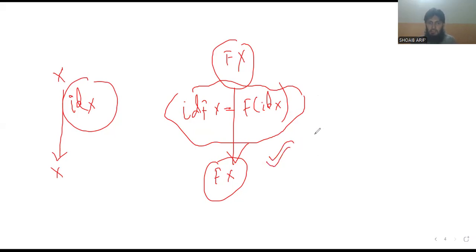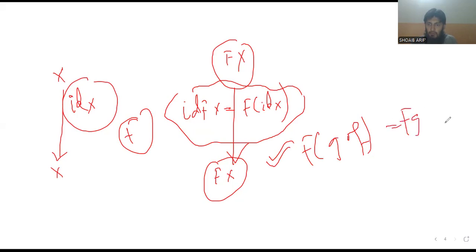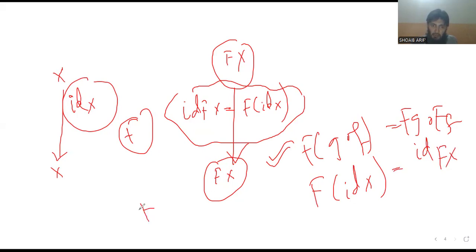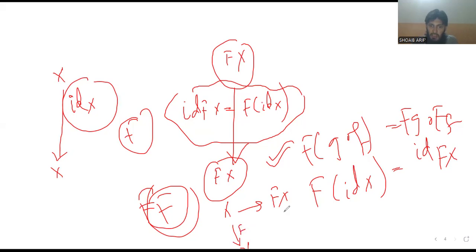That's why this morphism F is a functor. First, F(g∘f) is equal to F(g)∘F(f). And second condition, F(id_X) is equal to id_F(X). That's why we can say F is a functor from the first category to the second category. Objects are sent to objects of the second category, morphisms are sent to morphisms of the second category, and it should preserve composition and it should preserve identity morphisms.